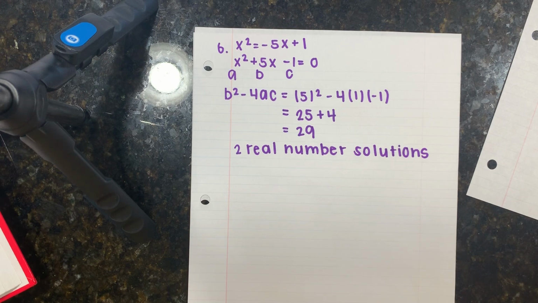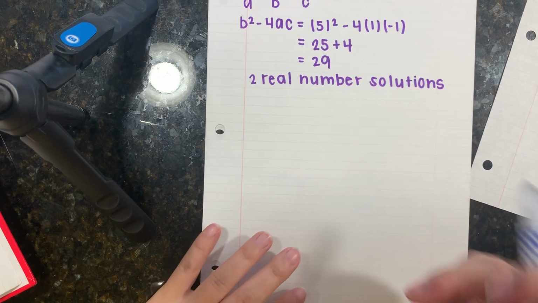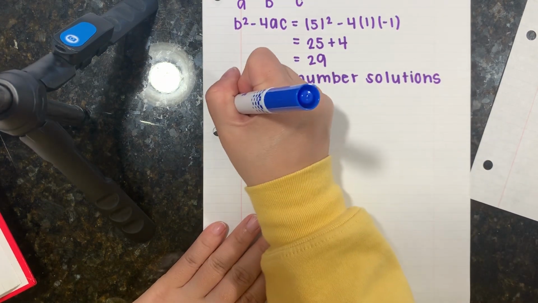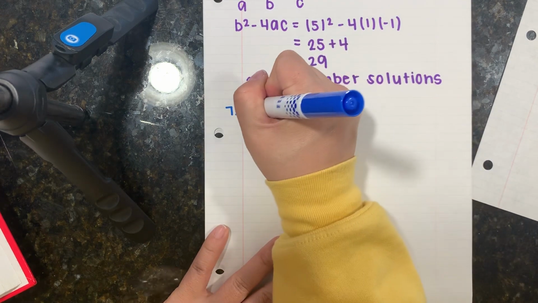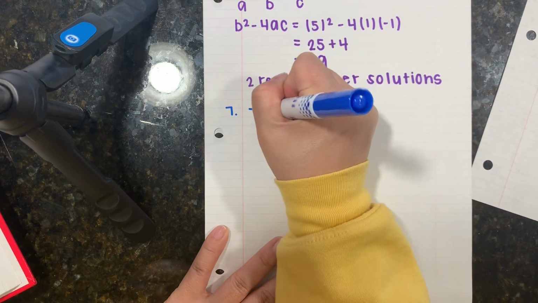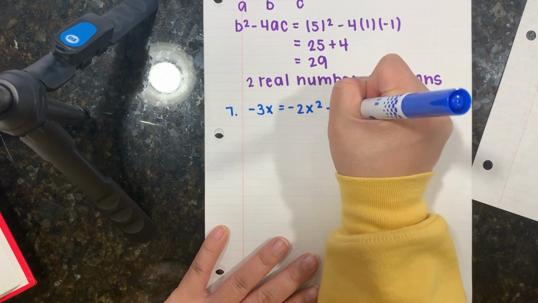Now moving on, we're going to look at number 7. So I would like you to pause this video and try number 7 on your own before unpausing it and making sure you did it correctly. So number 7, again, we're doing the same thing. Use the discriminant to determine the type of solution that each equation has. Do not solve. So I have -3x equals -2x squared minus 5.